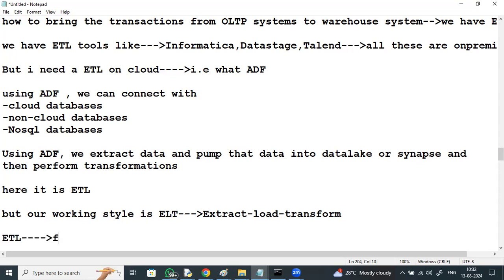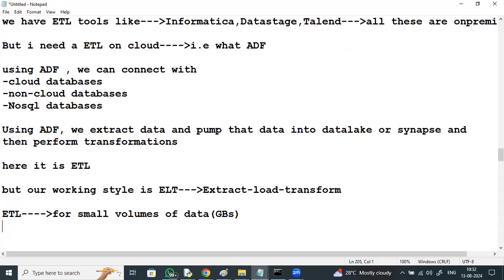ETL is for small volumes of data, in GBs. ELT is for huge volumes of data, terabytes or petabytes. For huge volumes, ETL is bad.